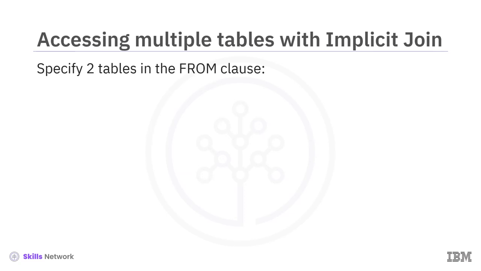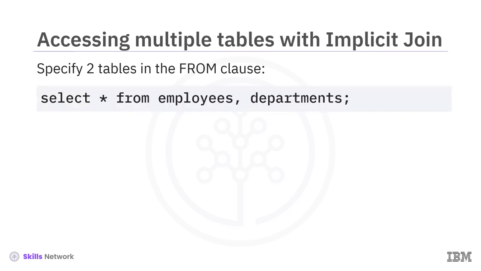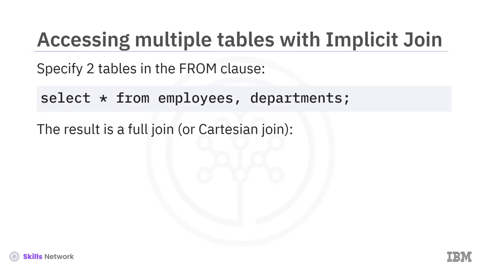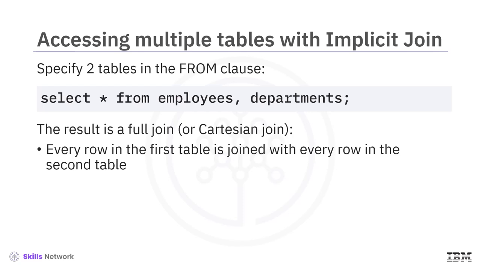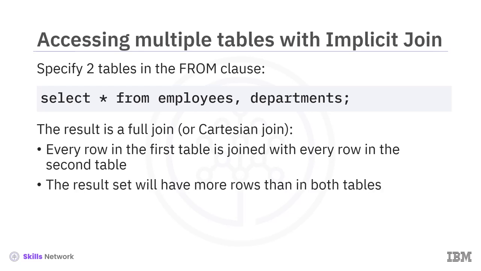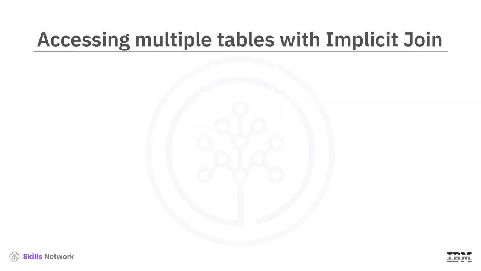We can also access multiple tables by specifying them in the From clause of the query. Consider the example: select star from employees, departments. Here we specified two tables in the From clause. This results in a table join, but note we are not explicitly using the join operator. The resulting join in this example is called a full join or Cartesian join because every row in the first table is joined with every row in the second table. If you examine the result set, you will see more rows than in both tables individually.